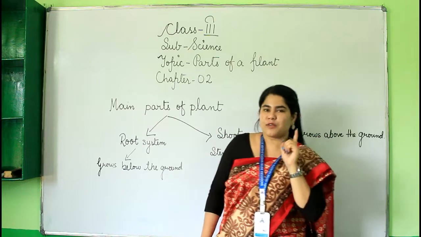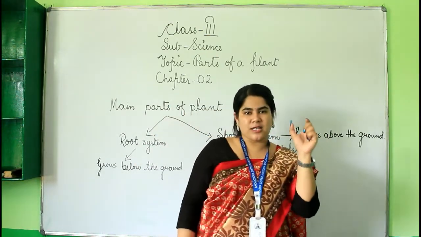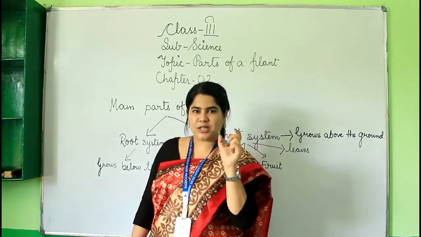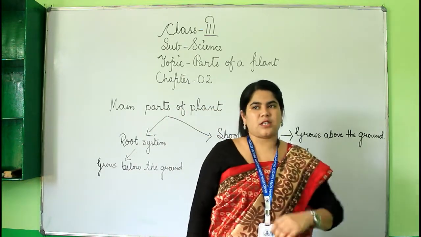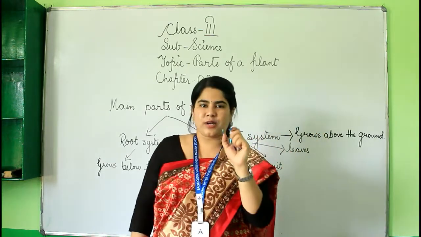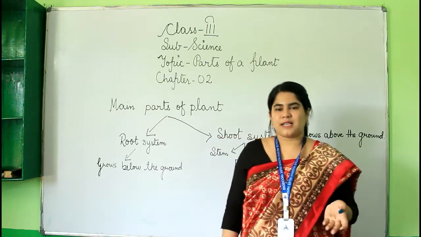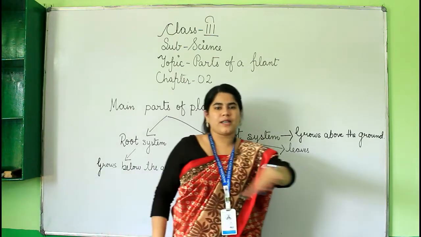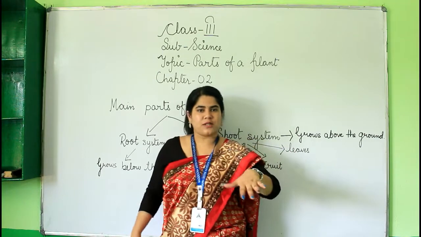Now I am going to give you one activity. The activity is observing the process of germination, which I just told you about. For that, you need a seed, any type of seed like watermelon or sunflower. The first step is to fill the pot with soil.